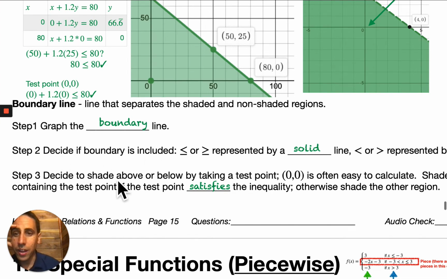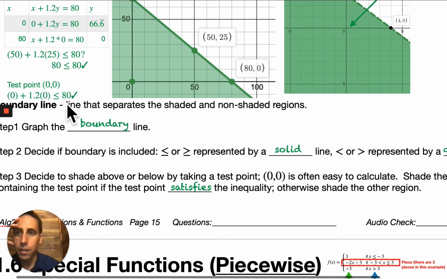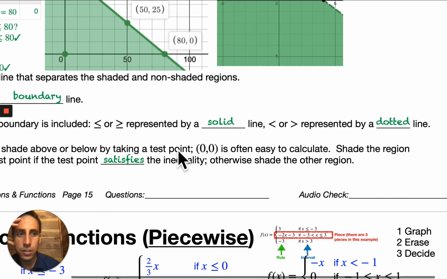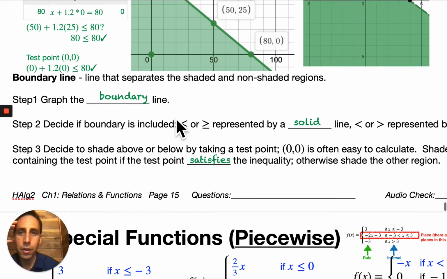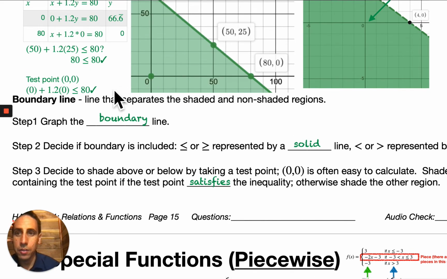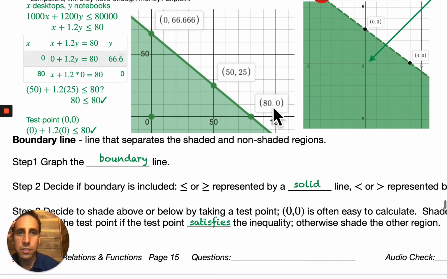Step 3, decide to shade above or below by taking a test point. 0, 0 is often easy to calculate. That's what we did here. Shade the region containing the test point if the test point satisfies the inequality. So yeah, here 0, 0 satisfies the inequality. Otherwise, if this inequality had been the other way, if it was greater than or equal to, then we would shade the other region. Boom.